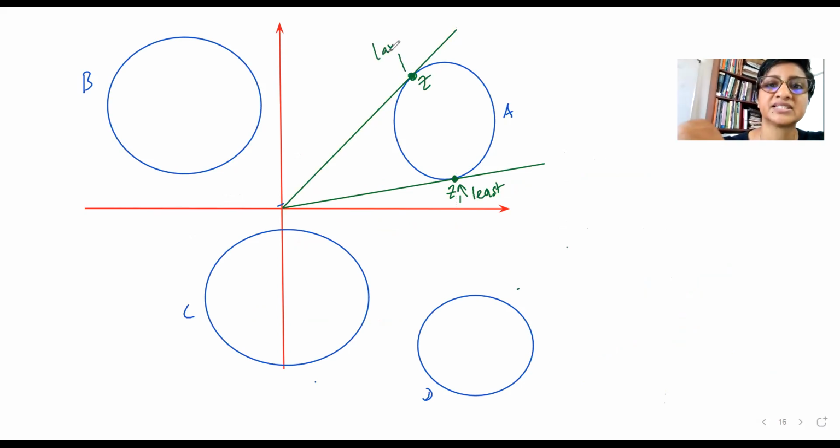Excuse me, miss. Yes, Malik. So miss, in any situation like a circle connecting to the origin, the largest and the least argument values are made with the tangents that it can form. That's correct. Yes, that's correct.